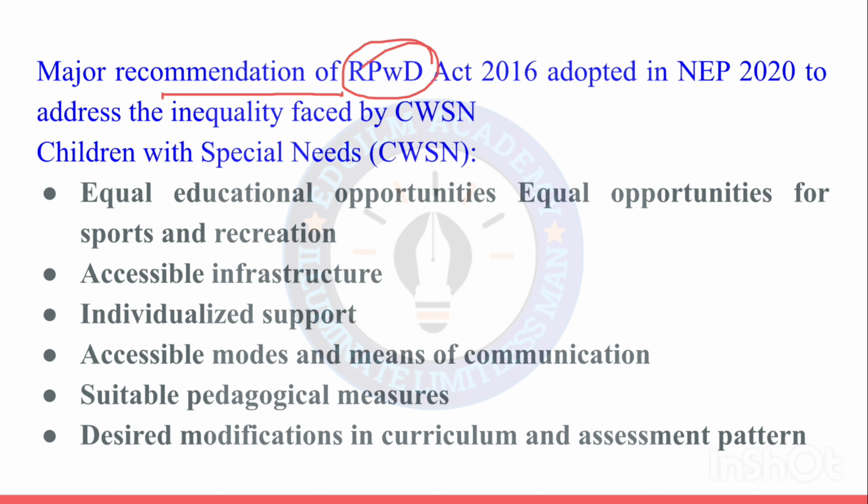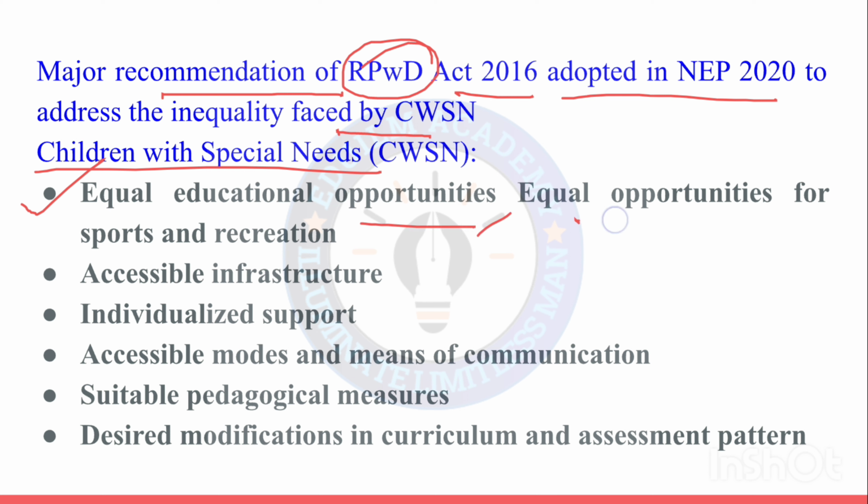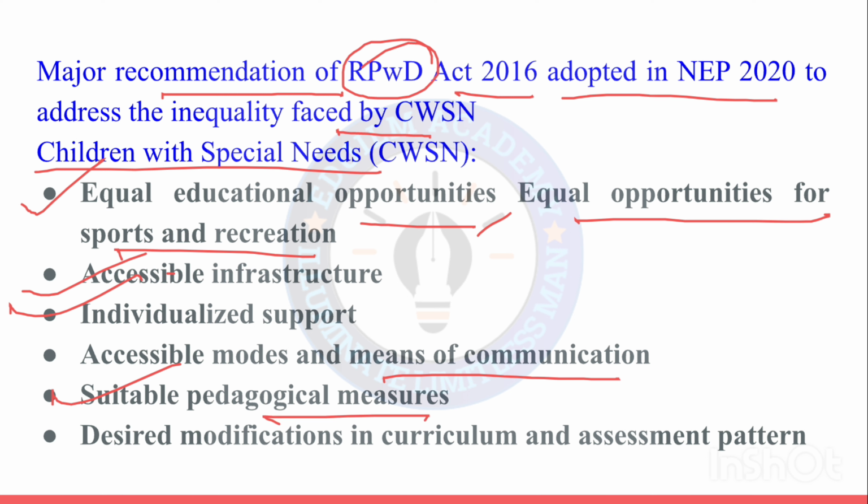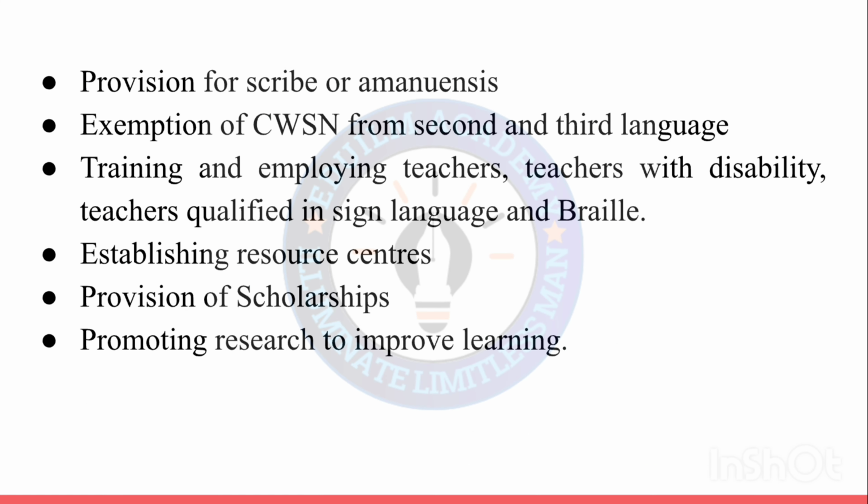Major recommendations of the Rights of Persons with Disabilities Act 2016 adopted in NEP 2020 to address the inequality faced by children with special needs. Equal education opportunities, equal opportunities for sports and recreation, accessible infrastructure, individualized support, accessible modes and means of communication, suitable pedagogical measures, desired modification in curriculum and assessment methods.